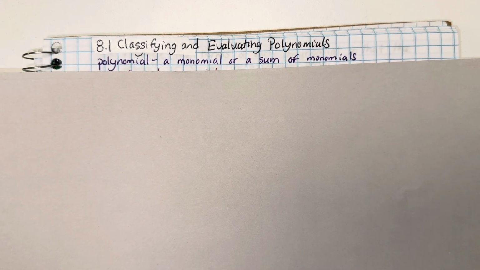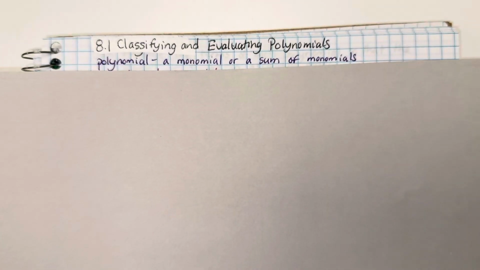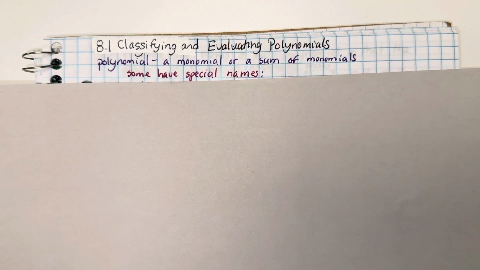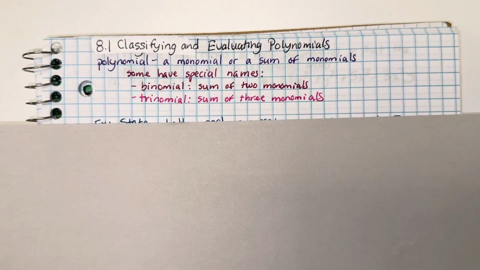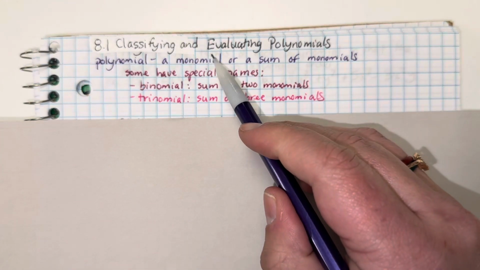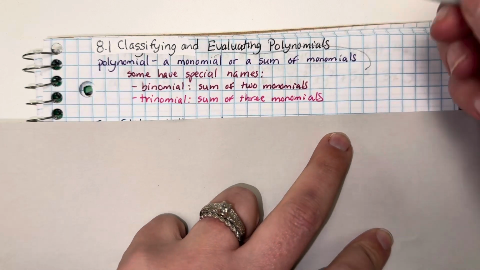A polynomial is a monomial or a sum of monomials. A monomial means one nomial, it's one piece. There's some that have special names, and that would be a binomial, so that's a sum of two monomials, or a trinomial, a sum of three monomials. I think we've talked about monomials before, but I'll add this over to here.